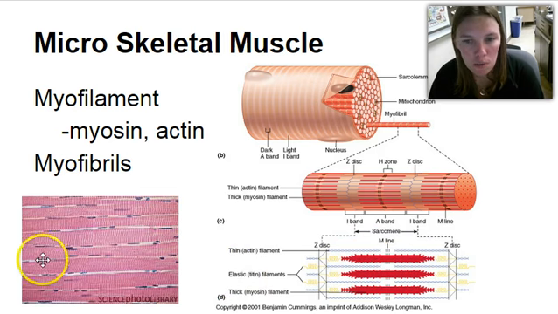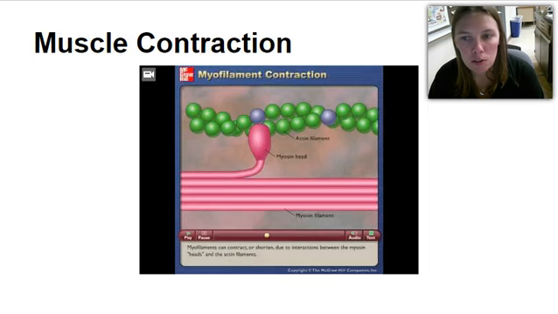Now, actually, before I get to that, I want to show you this microscopic view of skeletal muscle tissue, and you can see the striations in there. These correspond, like I said, with the I band and the A band, the lighter I band and the darker A band. That's what gives us the striated look of the skeletal muscle. Now, I want you to look at this video here. Let me get started.